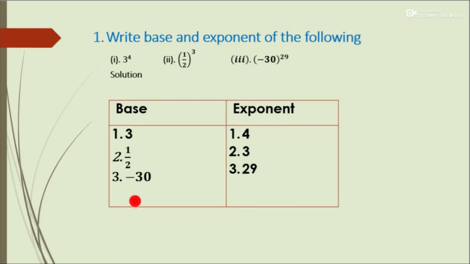Now question number 3, the number minus 30 is the base and the power of 30, which is 29, is the exponent. We can write this in the form of a table, with base and exponent separately.